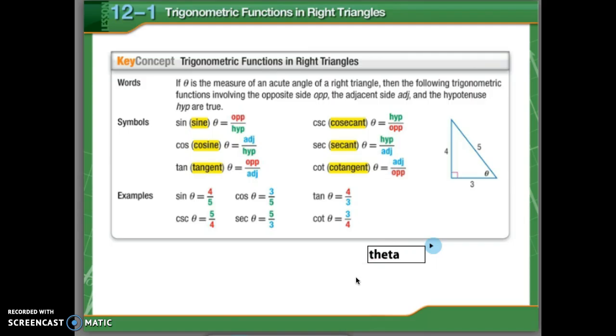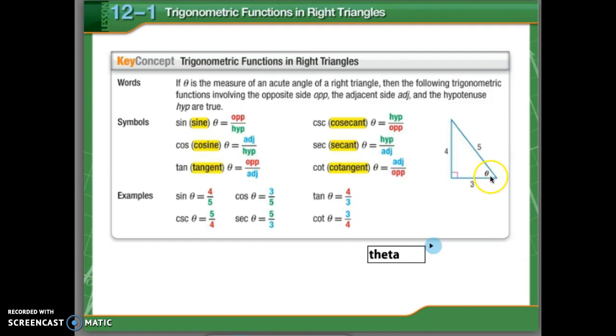To talk about angle theta, if we want to find the sine of angle theta, it's the opposite side divided by the hypotenuse. Op stands for opposite side, adj stands for adjacent side. Adjacent means next to the angle, and the hypotenuse is abbreviated hyp. The hypotenuse is always the side that is across from the right angle. If we see this right angle, we go across from it, 5. This longest side is the hypotenuse.